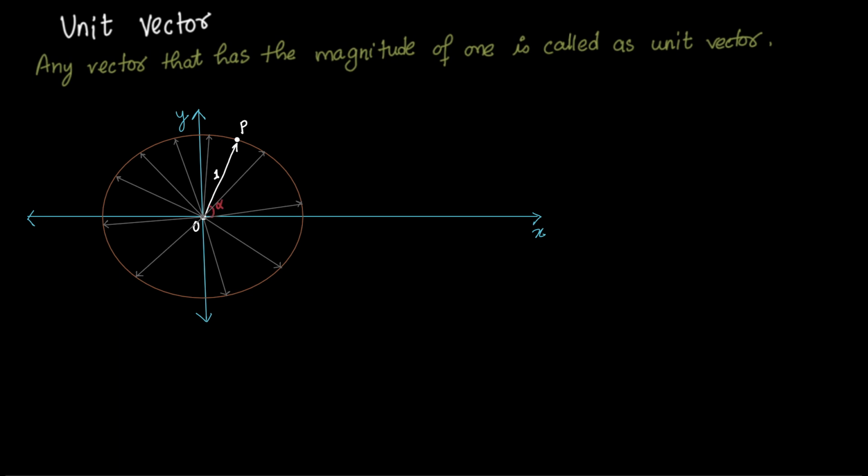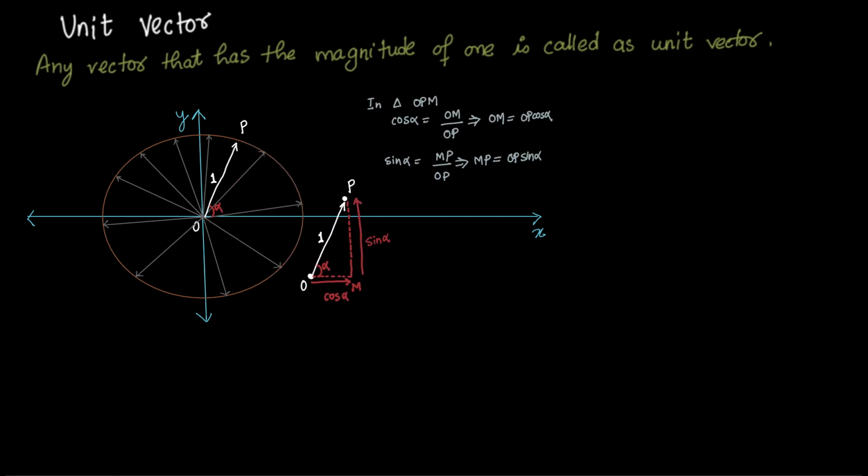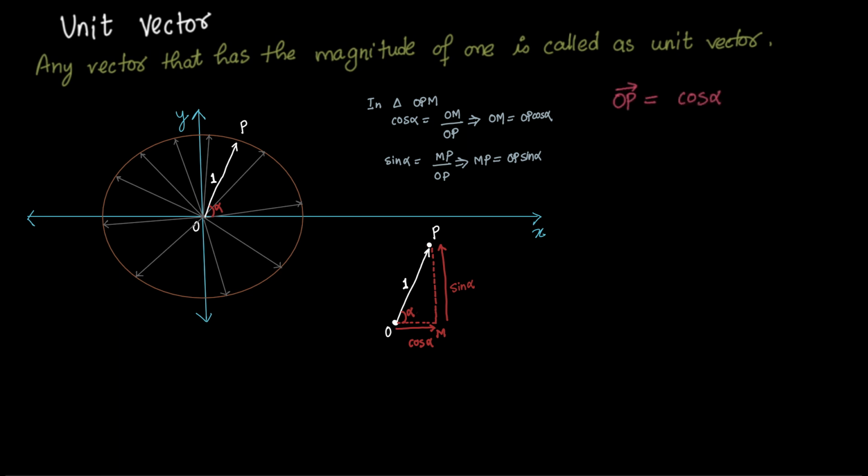Vector OP makes an angle alpha with the positive x-axis. We can easily calculate OM and MP. In a right angle triangle OPM, cos alpha equals OM by OP. So OM equals OP cos alpha. Similarly, MP equals OP sin alpha. Vector OP is the sum of vector OM and vector MP. Here the vector OP has unit length. So vector OP equals cos alpha x cap plus sin alpha y cap. As we vary alpha, we will get a unit vector in a different direction.